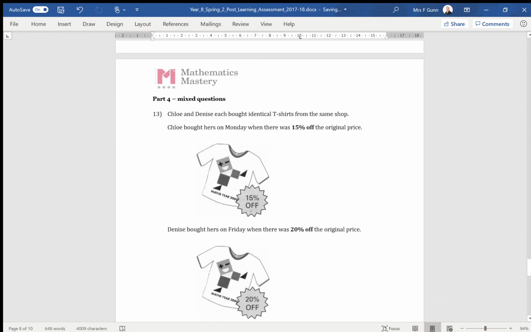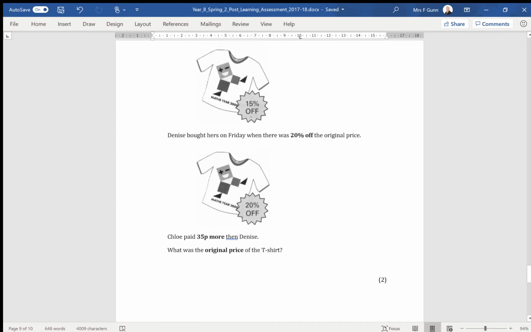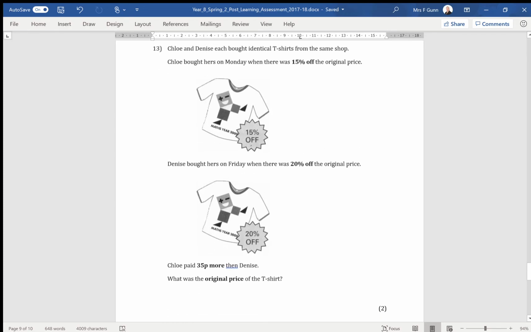Chloe and Denise each bought identical t-shirts from the same shop. Chloe bought hers on Monday where there was 15% off the original price. Denise bought hers on Friday where there was 20% off the original price. Chloe paid 35p more than Denise. What is the original price?